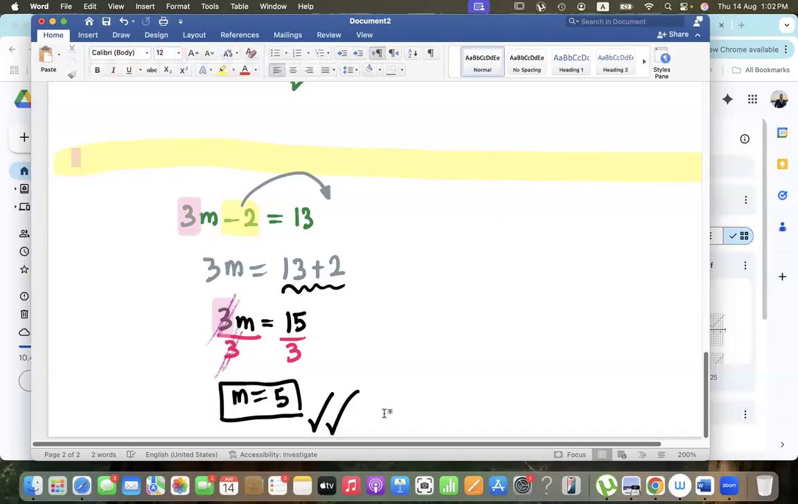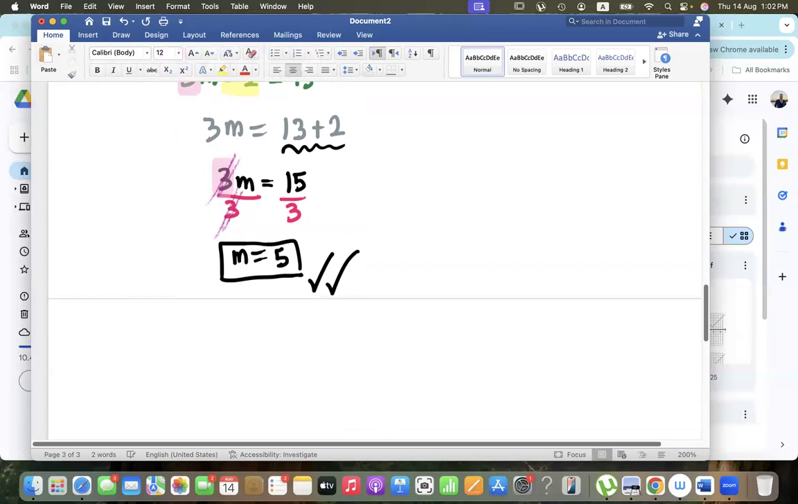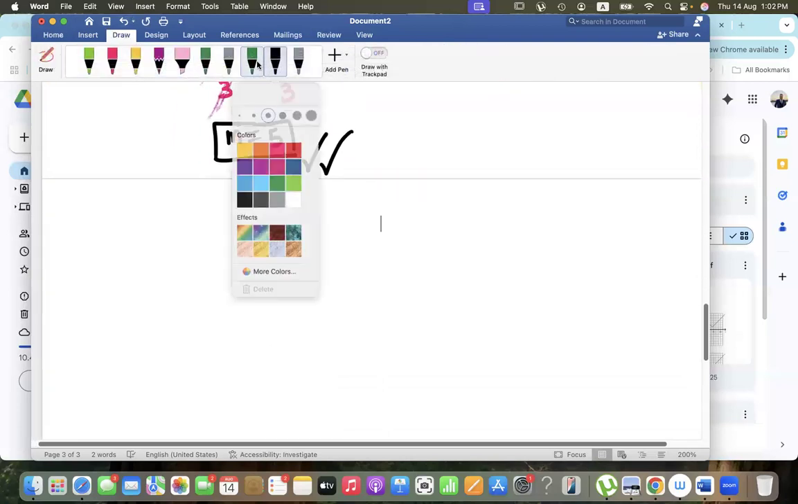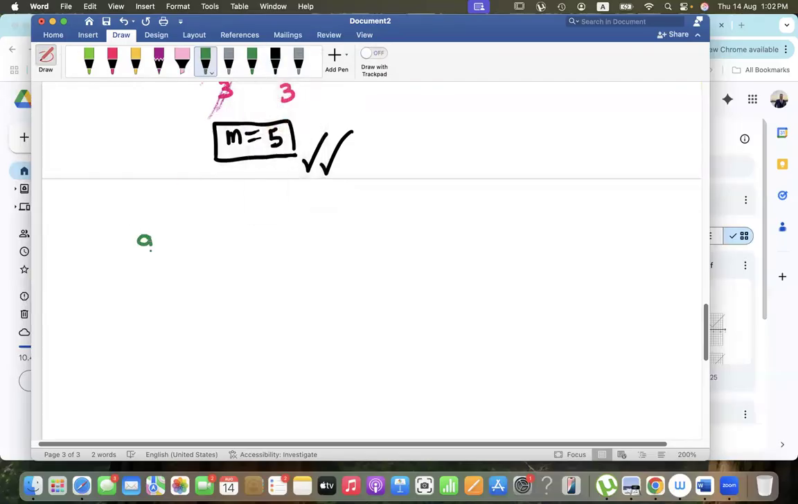Let's take another example. If I say 9y minus 2 equals 61.